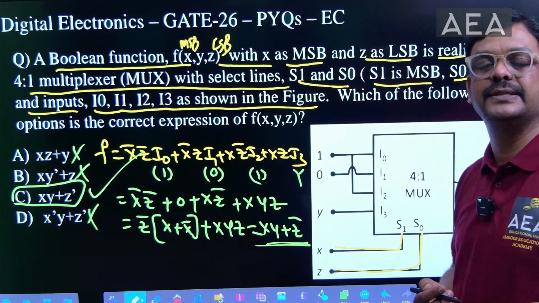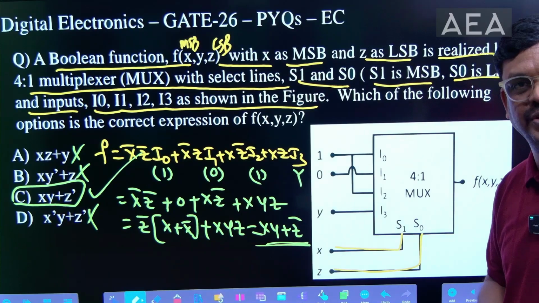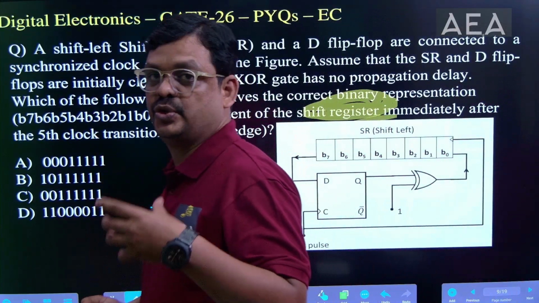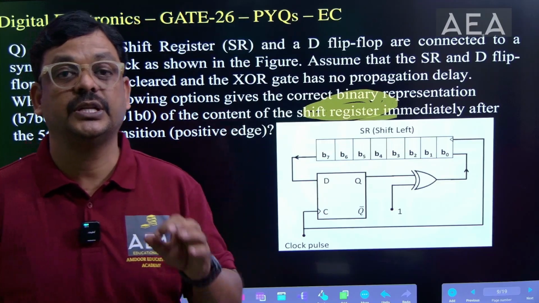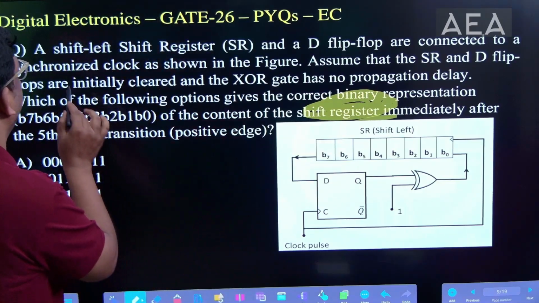So option C correct based on the given question. Shift register. So here a shift register question is given. It comes under the sequential circuits. First of all, please go to the question.